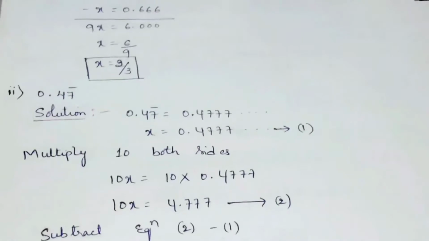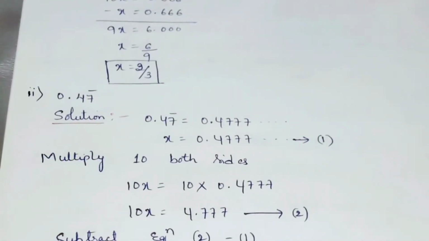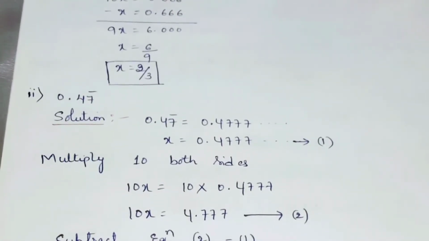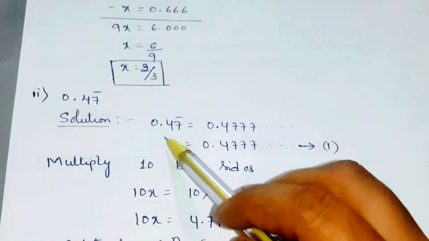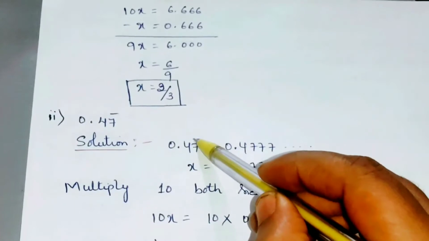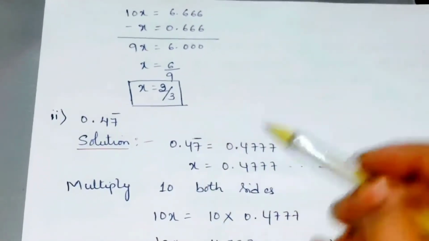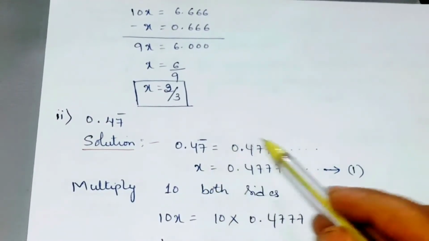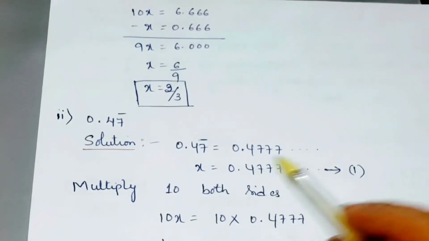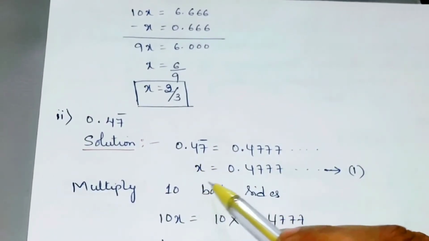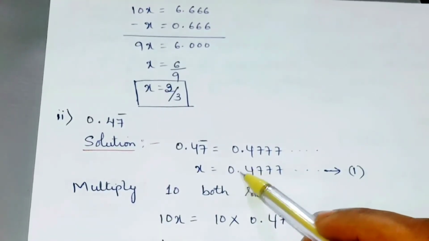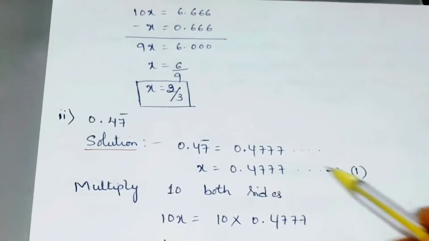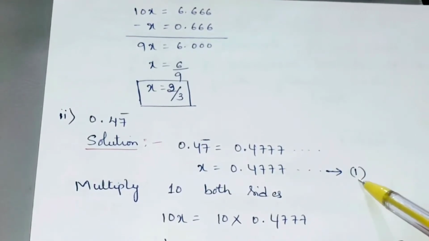Number 2, express 0.47 (with the bar on 7) in the form of P by Q. What is the meaning of this? Here the bar is on 7, that is, only the digit 7 is repeating. Now substitute the value as x, that is x is equal to 0.4777. Let me call this equation 1.